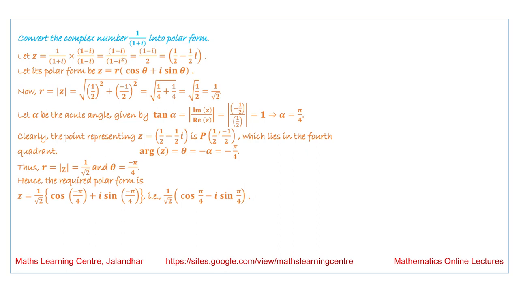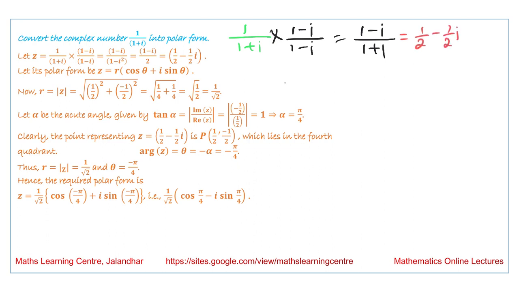Next is 1 over 1 plus iota. So we simplify this number in this way. We multiply and divide with 1 minus iota. We get 1 minus iota over 1 plus 1. So the number becomes 1 by 2 minus 1 by 2 iota.